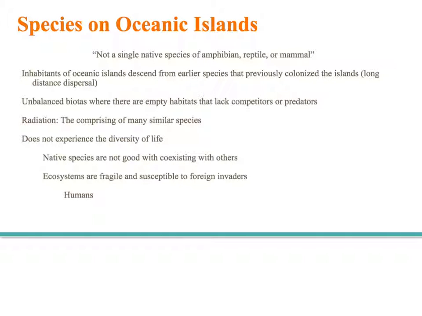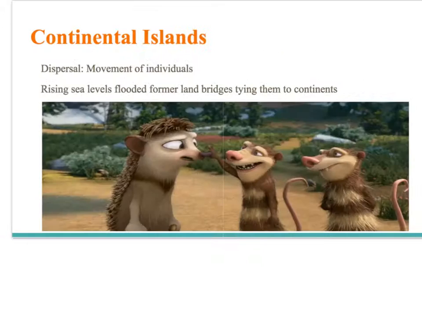There are some negative consequences that native oceanic species experience. For one, they lack biodiversity. As a result, native species are not good at coexisting with others. Their ecosystems are also fragile and susceptible to foreign invaders, other organisms, and humans. Humans are usually the ones who introduce mammals into an oceanic island ecosystem.